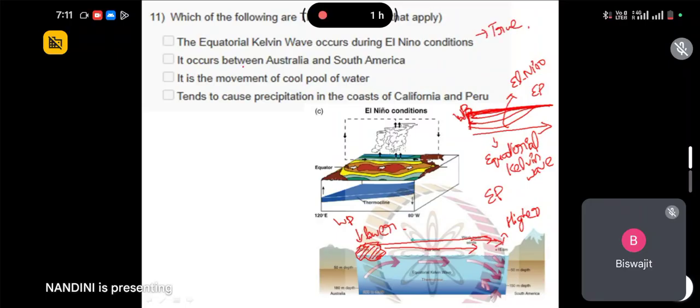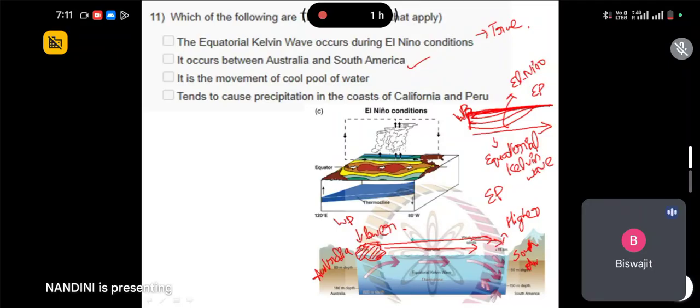And it occurs between Australia and South America. Is it true or false? This is true. Here we have Australia and Indonesia in the Western Pacific, and in the Eastern Pacific we have South America.